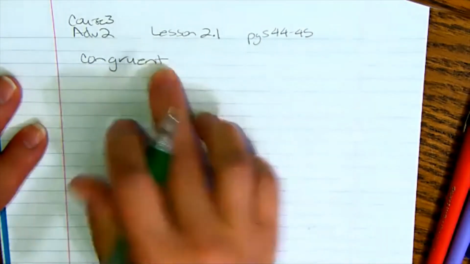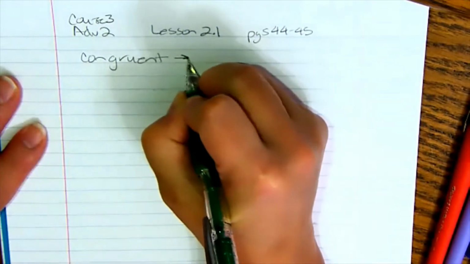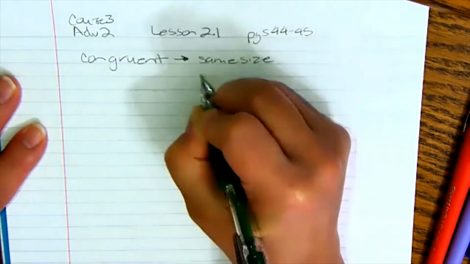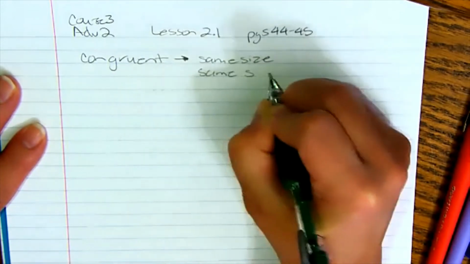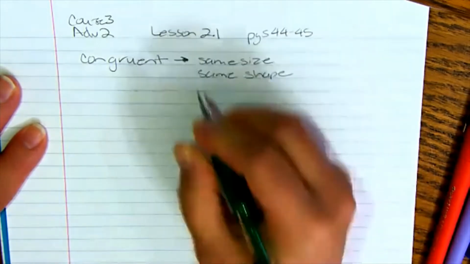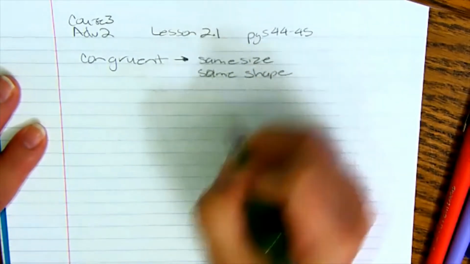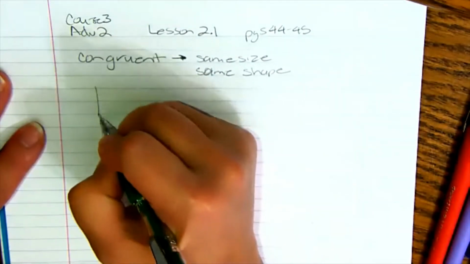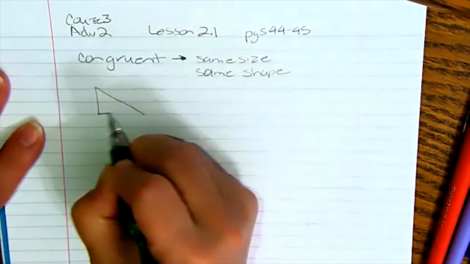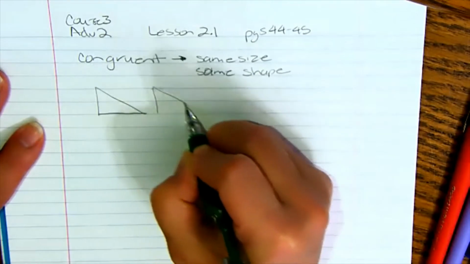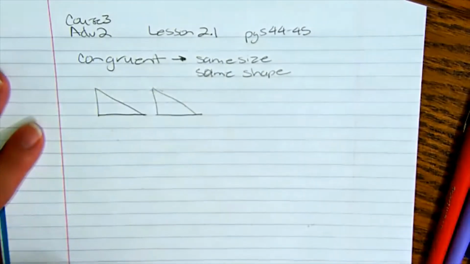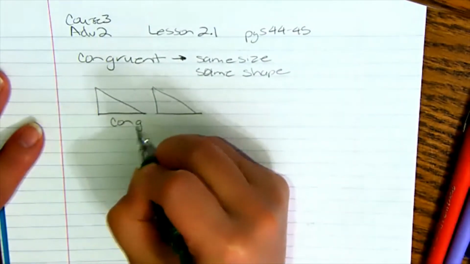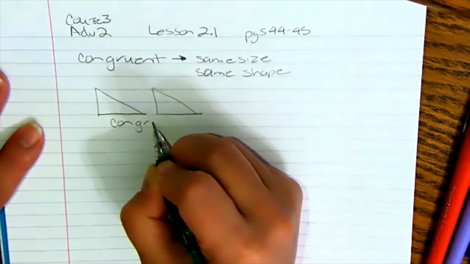Congruent or congruence means same size, same shape. Same size, same shape, not necessarily same orientation. So, these triangles are the same size and the same shape. They are congruent.